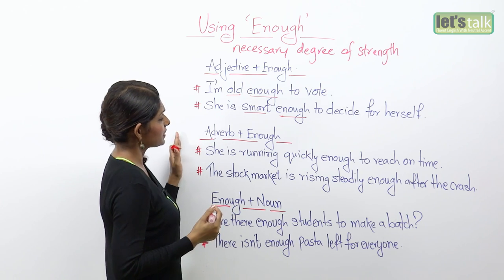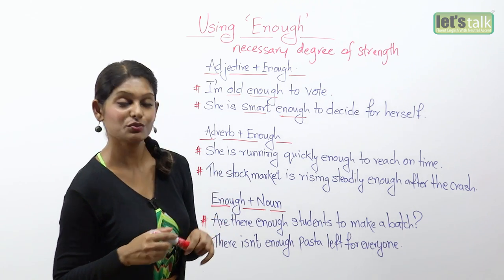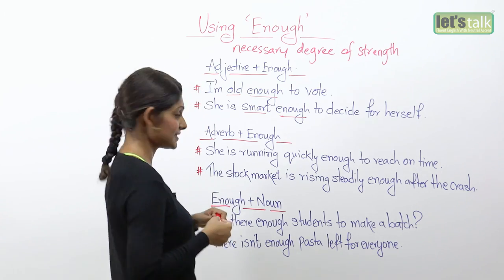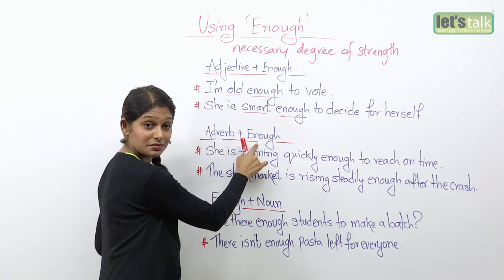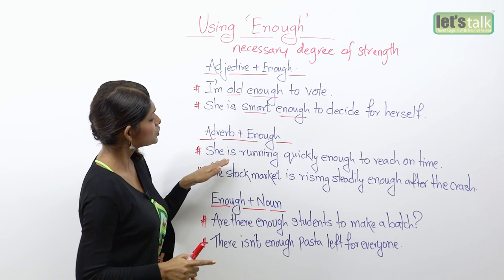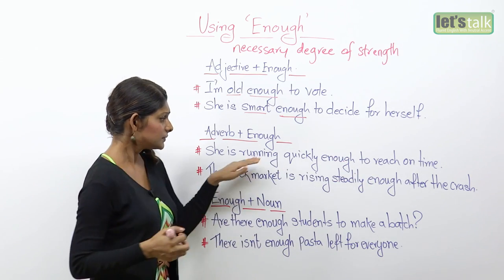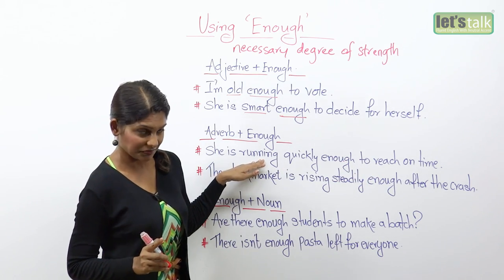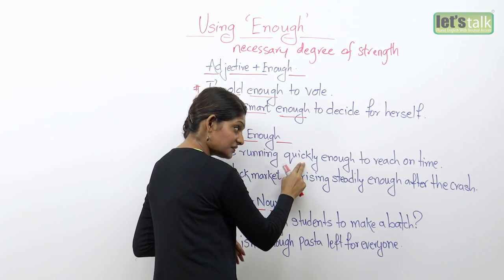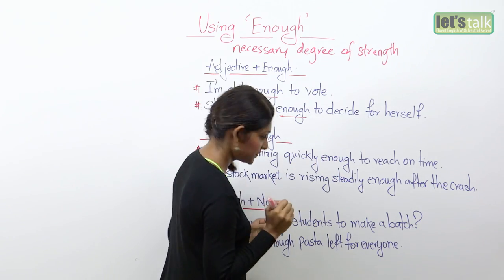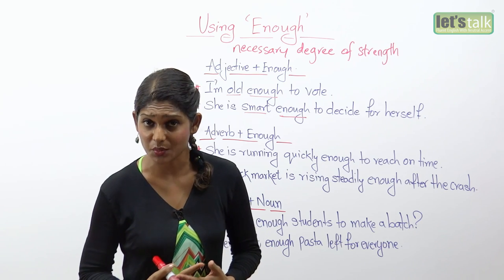Now looking at a different part of speech, which is adverb. Please remember that an adverb is used to modify a verb. So in this sentence, again, you'll have to remember that the adverb will come before the word enough. She is running quickly enough to reach on time. Now, running is the verb, okay? To modify running, we have the word quickly, and then after that, we'll have the word enough. Now, somebody has to reach somewhere on time.